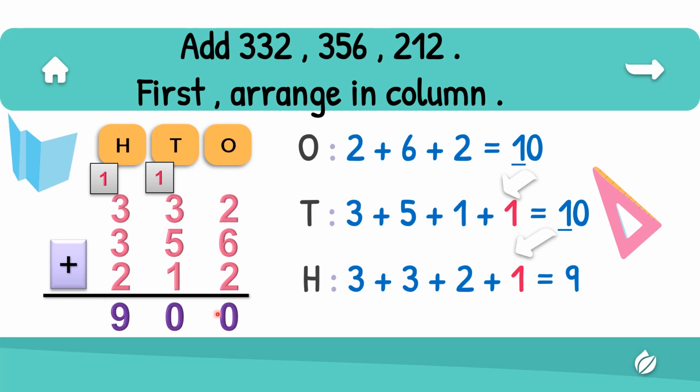First ones column. 2 plus 6 plus 2 will be equal to 10. This 0 put under the ones column and take this 1 carry to the tens place. So now 3 plus 5 will be 8, 8 plus 1 will be 9 and this carry 1 will be equal to 10. Keep this 0 over here and take 1 carry to hundreds place.